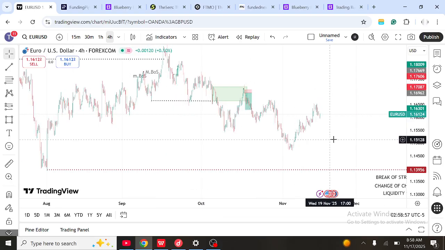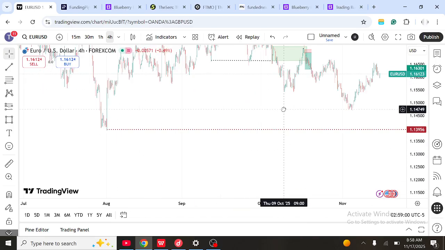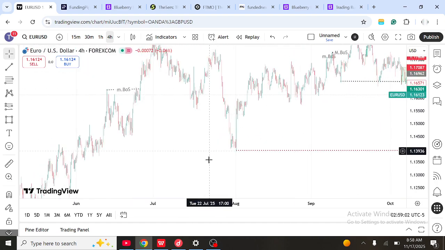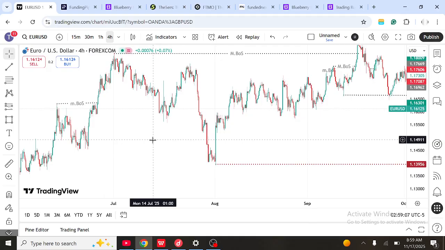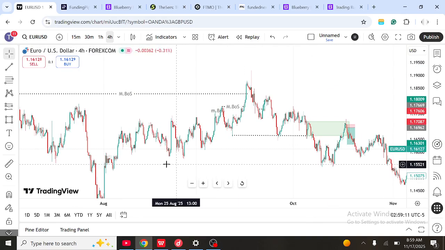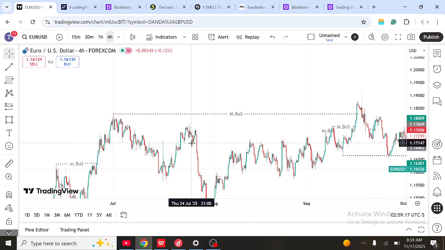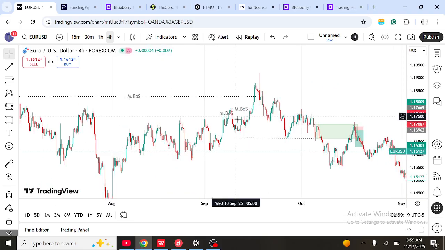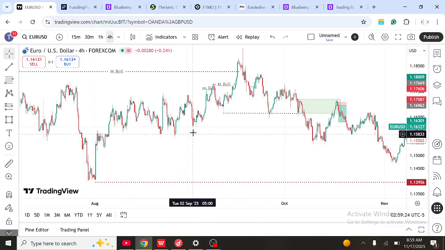So now the next is liquidity sweep. Liquidity sweep is very simple. What I look out for is when market takes out previous high or low with a wick. All right, with a wick. Let me show you. For example, here this low was taken out with a wick.